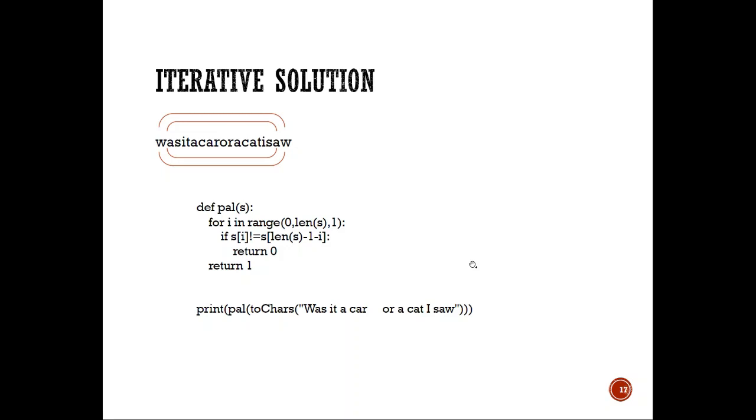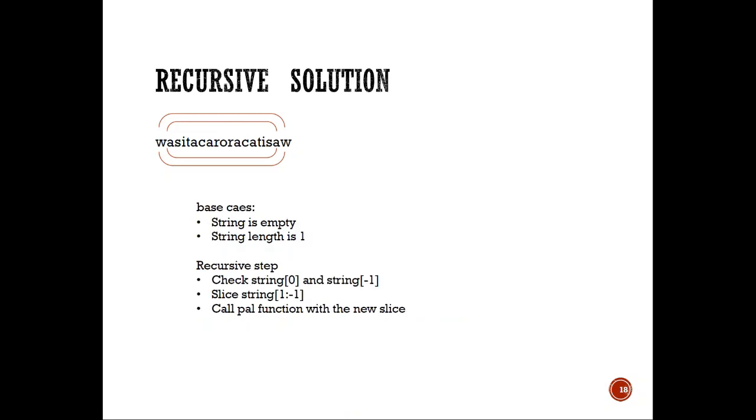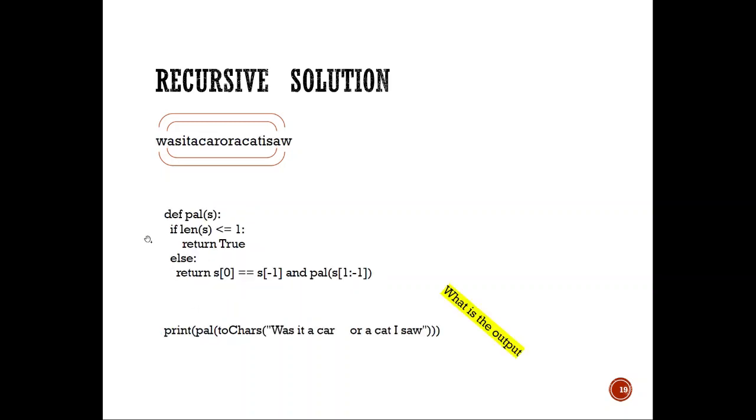However, this can be done in a recursive manner. The base case is if the string is empty or if the length is 1. The recursive step is always checking string at 0 and string at minus 1, which is the first character and the last character, and then slicing the string to shorten it and create a new slice, which is the reduced string. Implementing this would give us a True, and you can check it out by running the actual code.